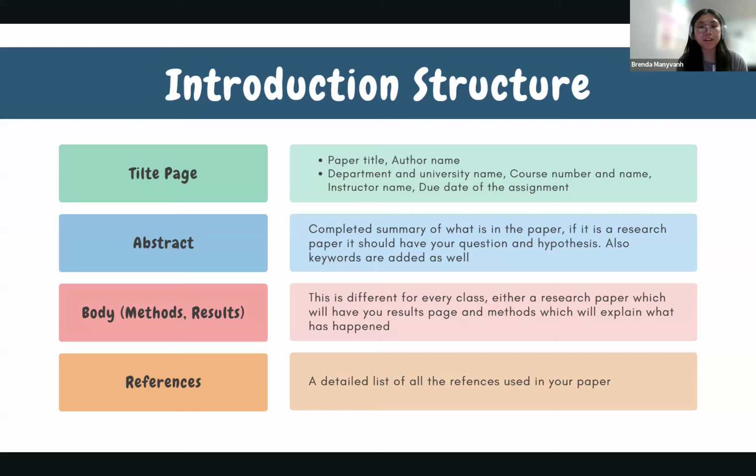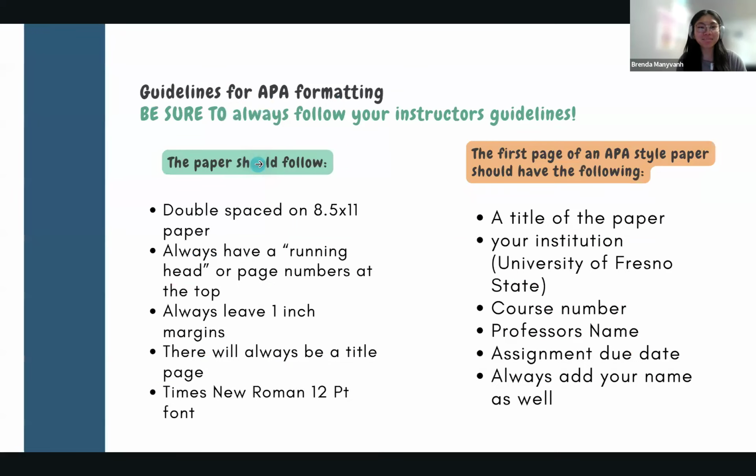Every class is different, but if this is specifically a research paper, you're most likely going to have subheadings that include the methods and the results, which will explain what happened in your research. And then at the very end, just like MLA, you're going to have a reference page. So no plagiarism. All right, next slide, please.